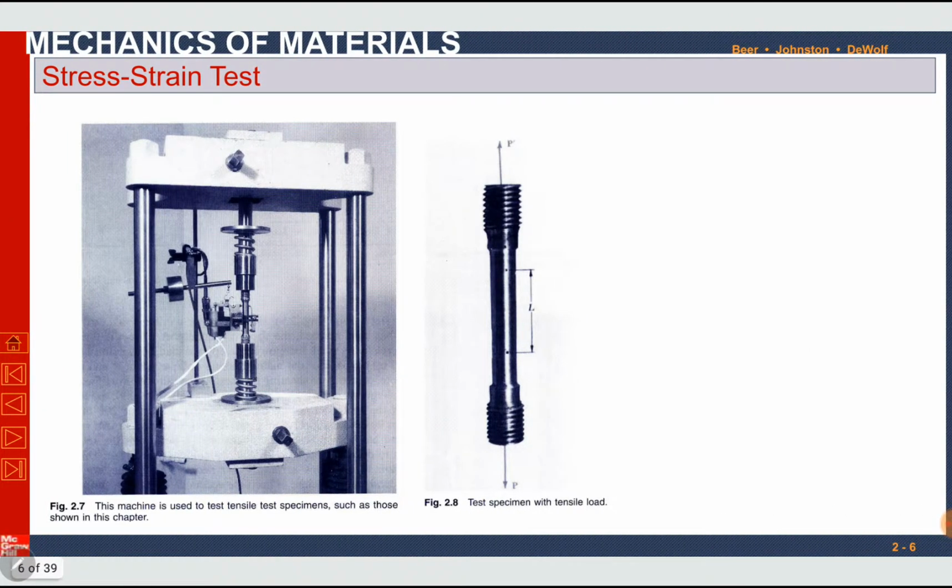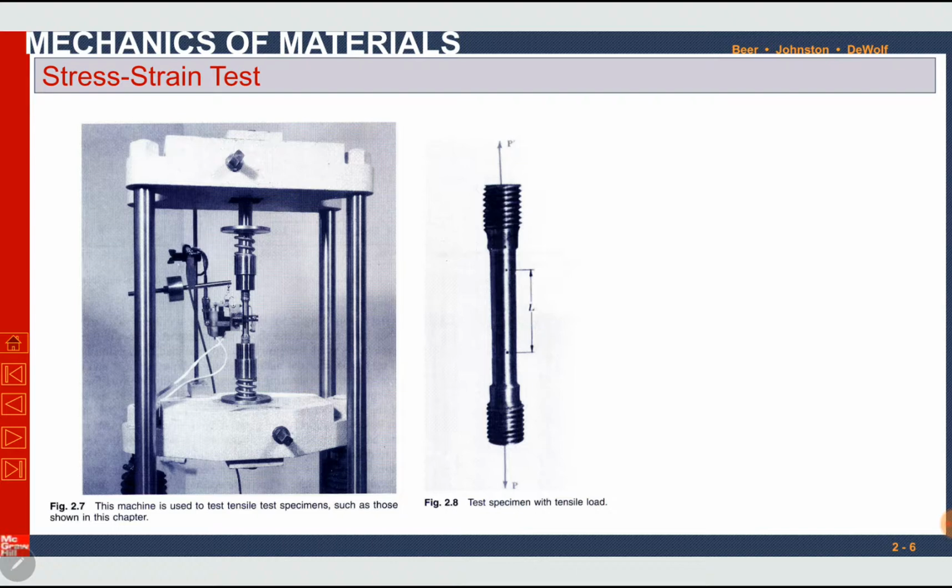Okay, how can we find the relationship between stress and strain? We can draw a graph between stress and strain. This is a very important graph, the stress strain curve. How can we do it? We can simply test material specimens in a tensile test machine or universal testing machine.